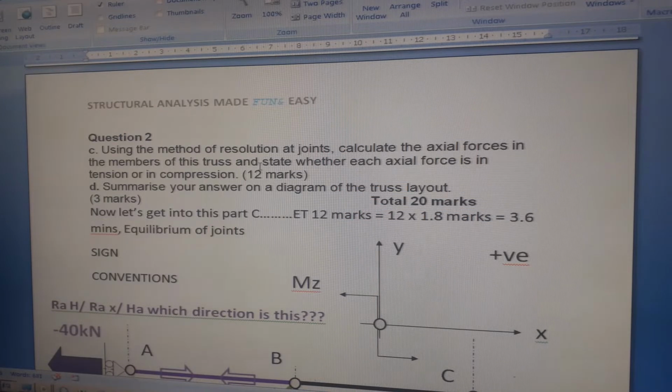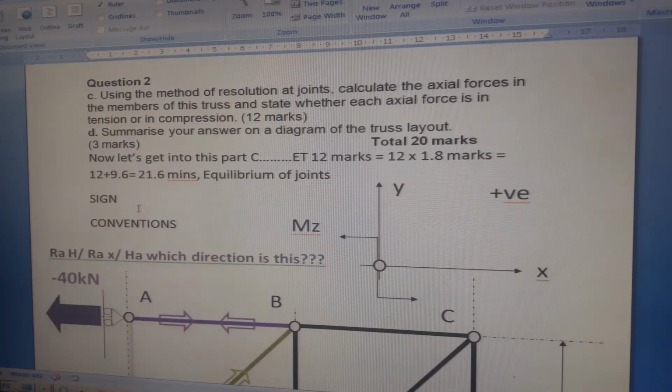And part C is 12 marks. So exam technique: 12 times 1.8 marks. Sorry about that. That is 12 plus 0.8 times 12, which is 96 divided by 10. So for this one you've got 21.6 minutes to do the equilibrium of joints and find the member forces.